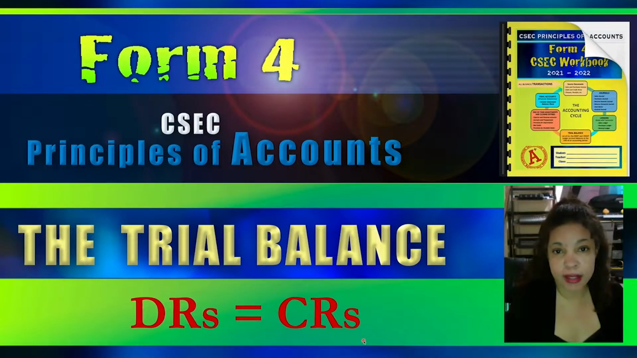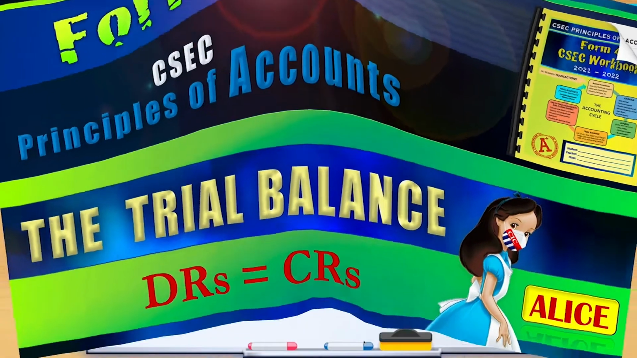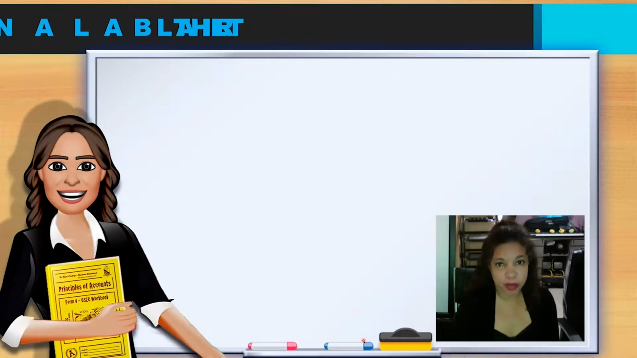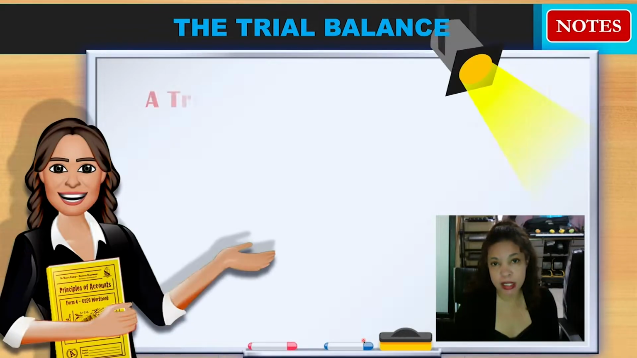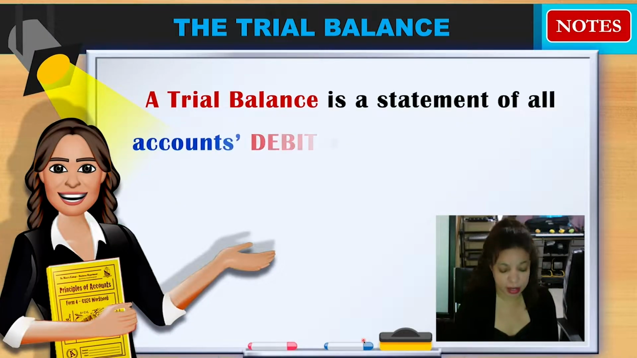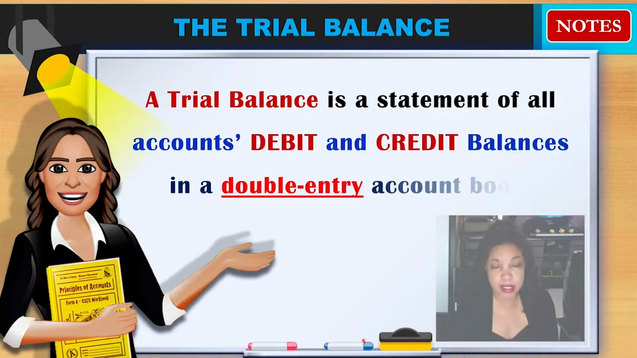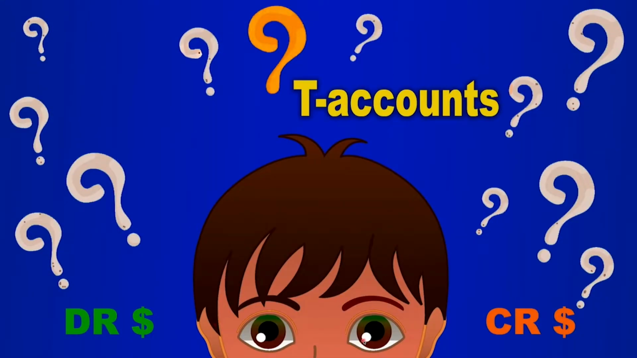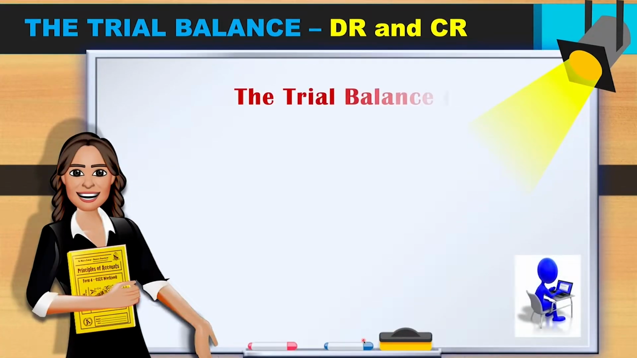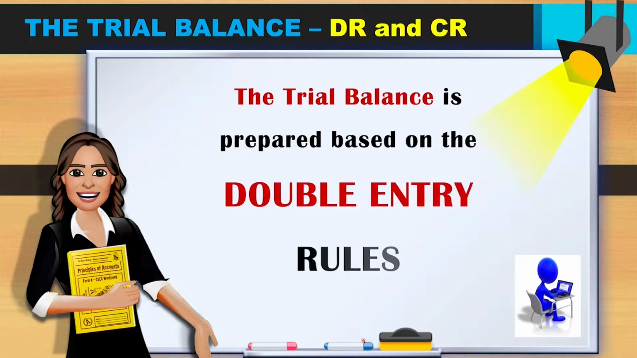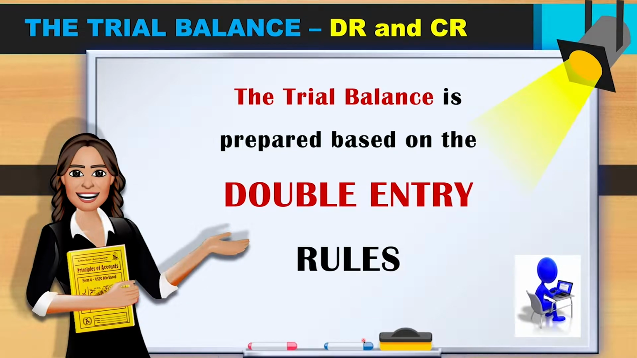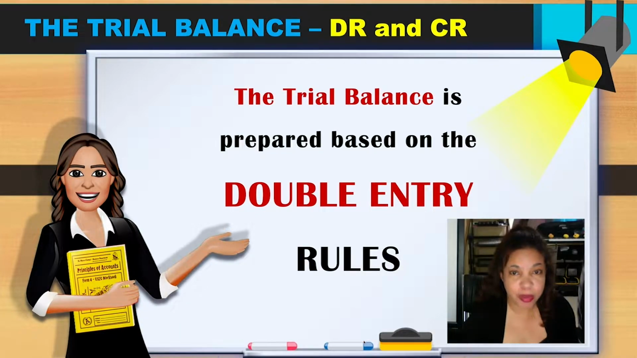Good day, and today's lesson is going to be the trial balance. Now, if you remember, the trial balance is a list of all your debit balances and your credit balances. How do you know which are debit balances and which are credit balances? Basically, based on double entry rules. I don't know if you remember the double entry rules in terms of Alice.